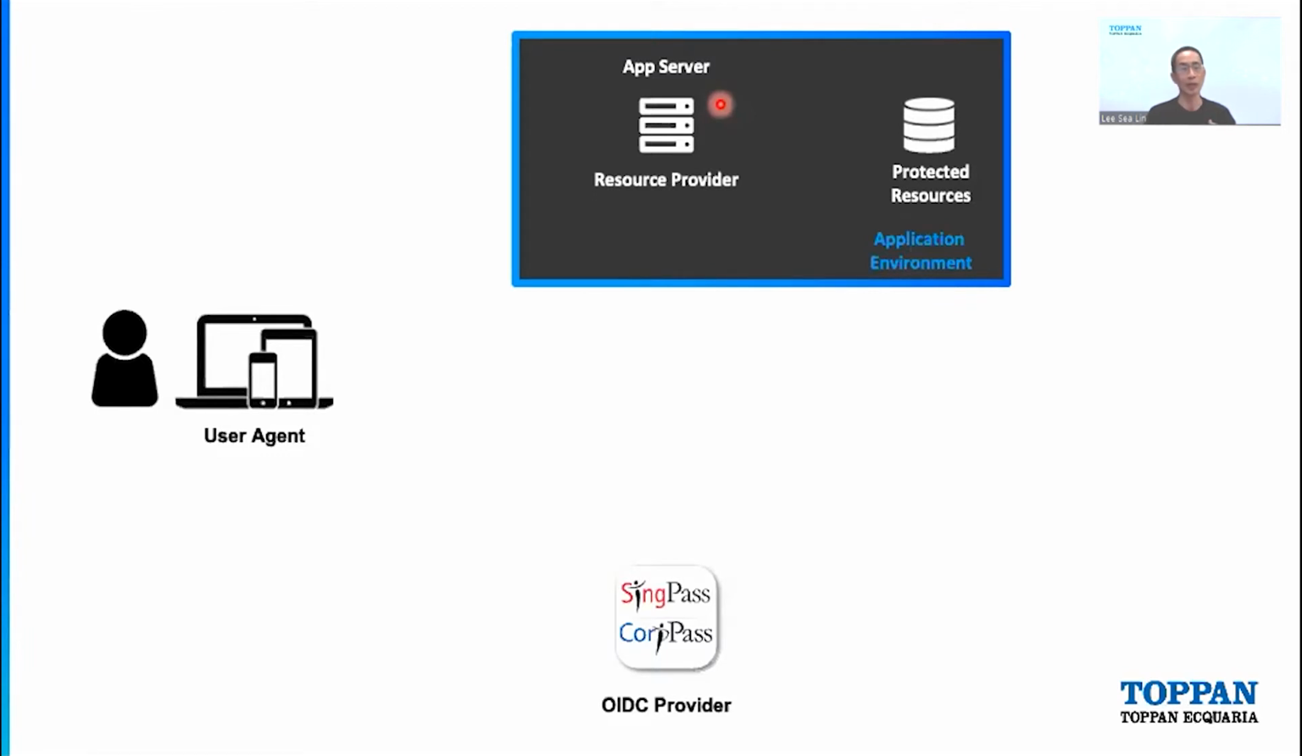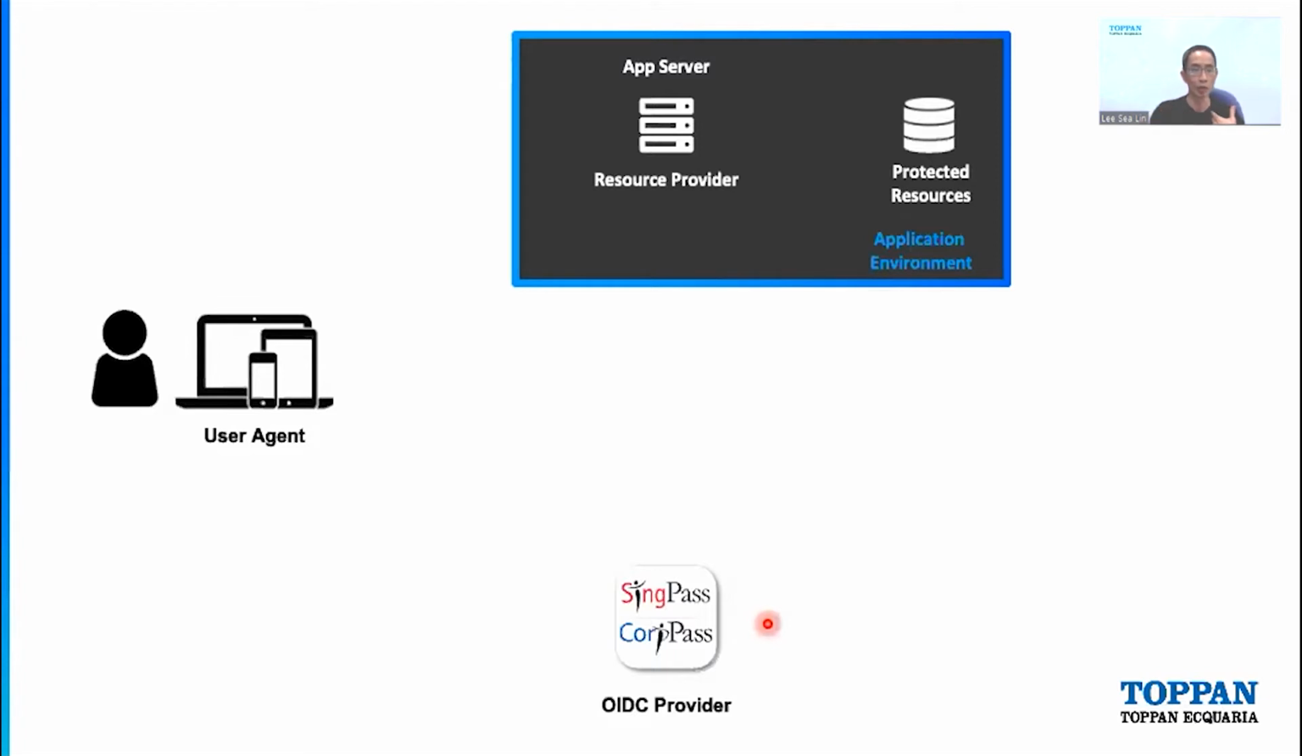Behind the resource provider will be a set of protected resources, could be a list of applied licenses, or the licenses that the user has applied for. It's protected because it requires the user to first be authenticated, or to log in first, before the system will allow them access to these resources. So they are referred to as the protected resources. And then, of course, you have SingPass and CorpPass, which is a system providing the authentication, and is referred to as the OIDC provider.